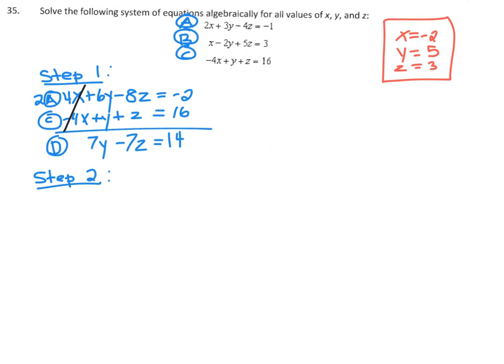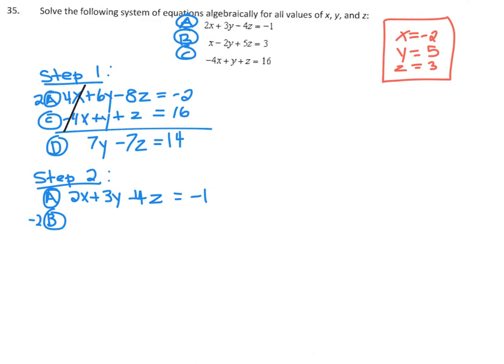All right, so we're using equation A, and we're doing negative 2 times B. All right, so equation A, we're just going to copy it down. So it says 2x plus 3y minus 4z equals negative 1. Now here we're going to take negative 2 and distribute it to all 3 terms in equation B.